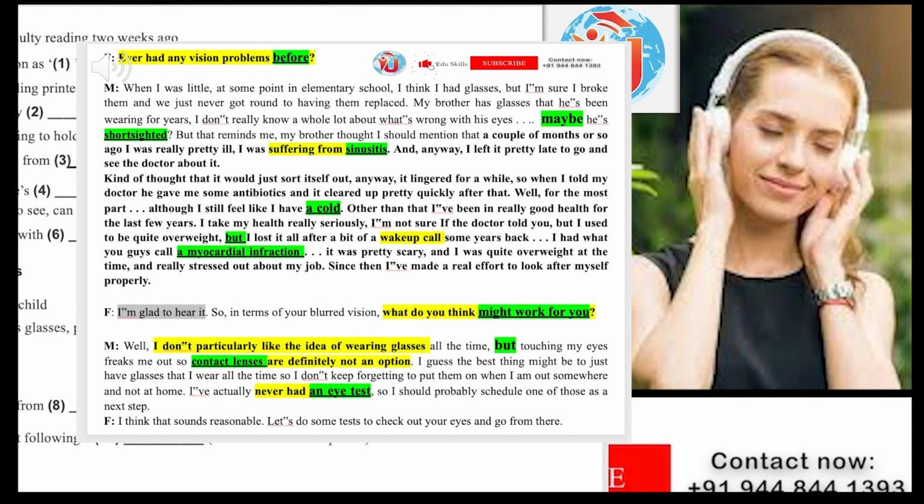So, in terms of your blurred vision, what do you think might work for you? Well, I don't particularly like the idea of wearing glasses all the time, but touching my eyes freaks me out, so contact lenses are definitely not an option. I guess the best thing might be to just have glasses that I wear all the time, so I don't keep forgetting to put them on when I'm out somewhere and not at home. I've actually never had an eye test, so I should probably schedule one of those as a next step. I think that sounds reasonable. Let's do some tests to check out your eyes and go from there.